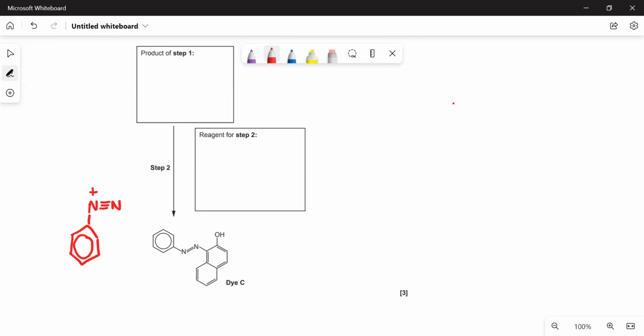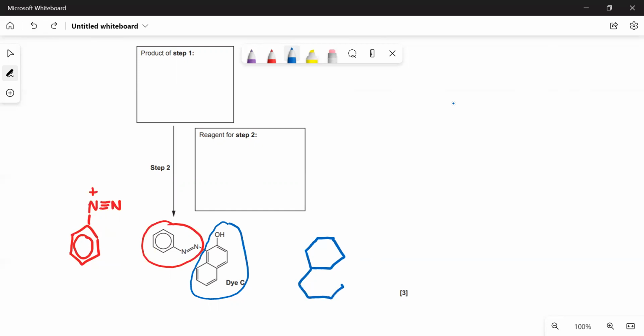Okay, so we can see that that diazonium ion, that part of the molecule has come from the diazonium ion. So the reagent for dye C is just going to be that bit there, right? So let's draw that. So we've got these two 6-membered rings stuck together. Okay, now we need to get the bonding right there. So you have a double bond there, double bond there, double bond there, and there. And we have the OH group stuck on there. Okay, so that is the reagent required for step 2.